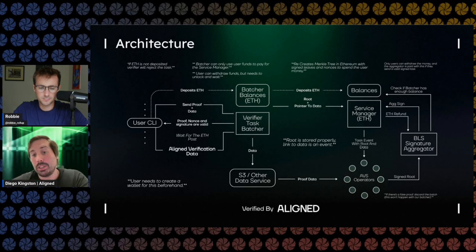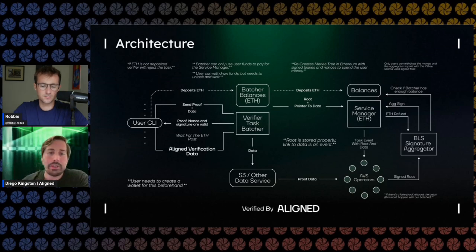They go fetch all the information from a data service, download all the proofs, and run all the verification. Then each of them, if they see that the proofs are valid, signs a message with the root of the batch. This gets sent to the BLS signature aggregator. It sees that it has quorum, aggregates the signatures, and sends them to the service manager, and then the service manager just updates the state of the batch to verified.